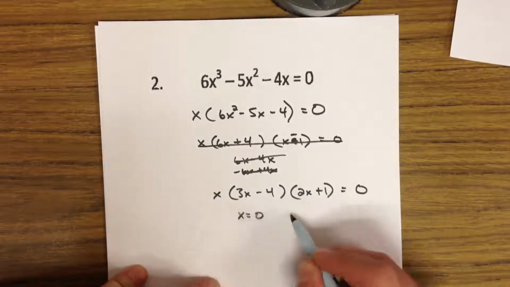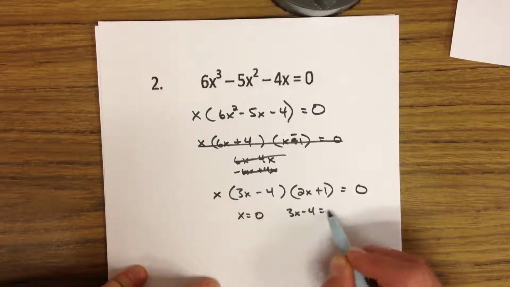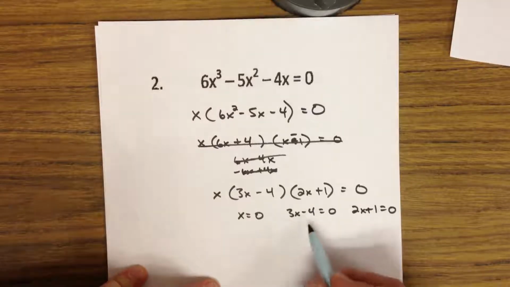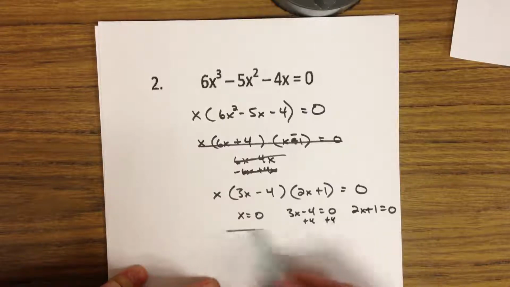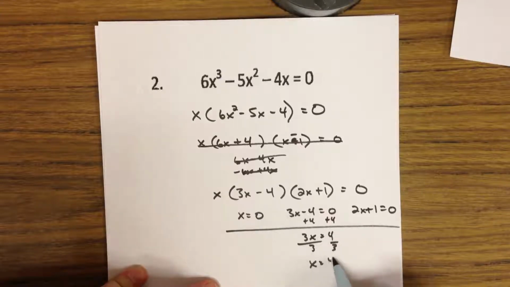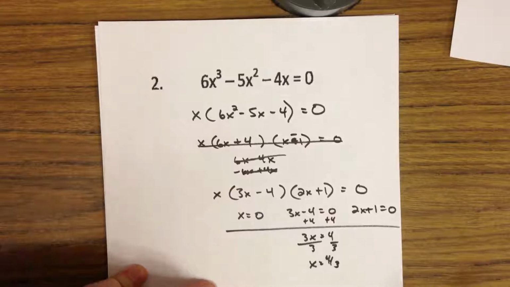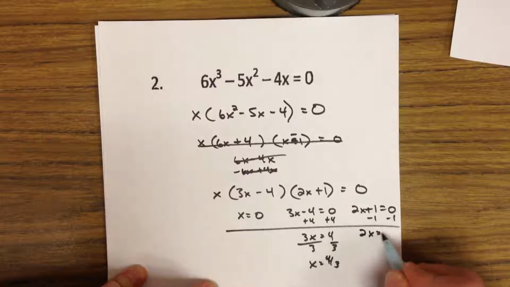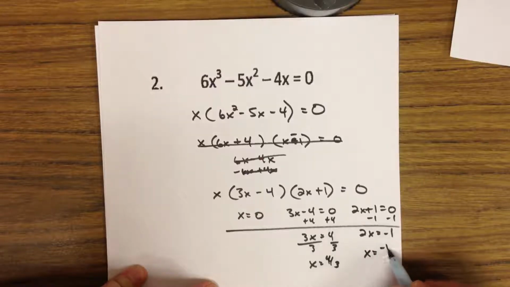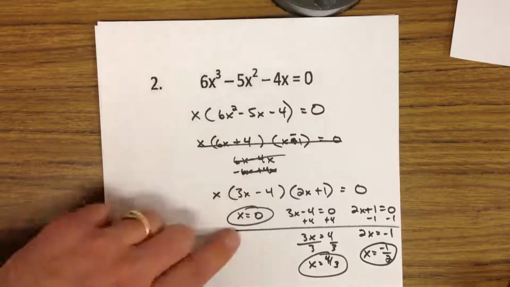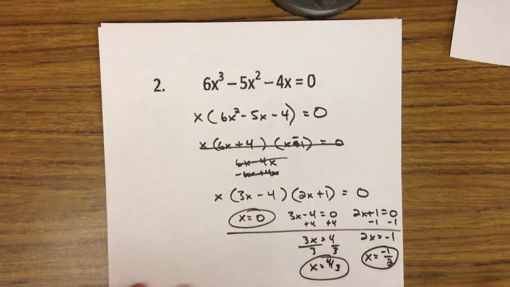So x equals 0. Now you might have to think about these two. Set them equal to 0 and solve. So add 4, and we get 3x equals 4, then divide by 3. So x equals 4/3. And then this one, subtract 1, you get 2x equals negative 1. Divide by 2, you get negative 1/2. So those are my three answers: 0, 4/3, and negative 1/2.